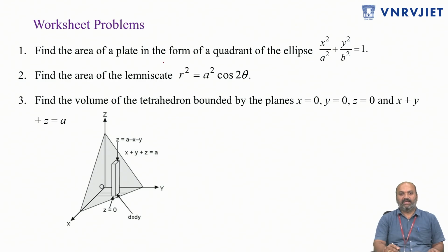So work out these problems. See, find the area of the plate in the form of a quadrant of the ellipse x square by a square plus y square by b square equals 1. Find the area of the Lemniscate of Bernoulli, r square equal to a square into cos 2 theta, and the volume of the tetrahedron x 0, y 0, z 0, x plus y plus z equals a. So this is the figure. You can observe here, remember, z limits are 0 to a minus x minus y, y limits are 0 to a minus x, x limits are 0 to a, and you can proceed. Okay, so try to work out these problems.